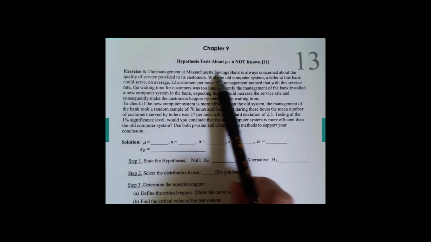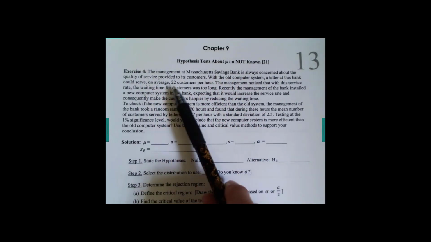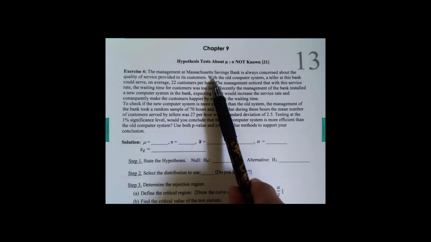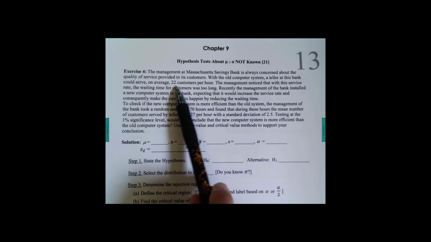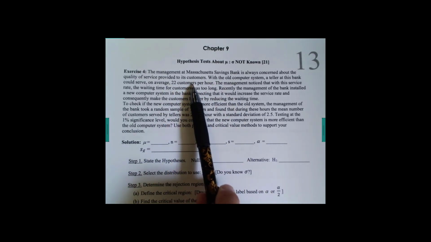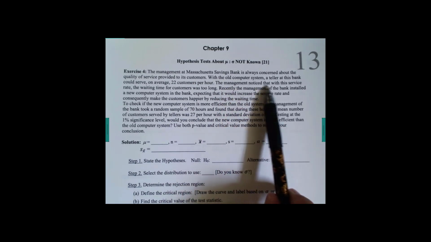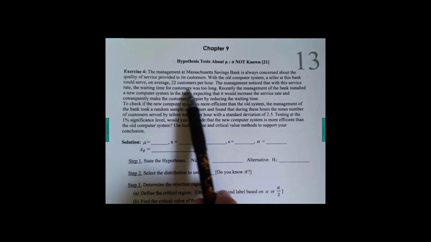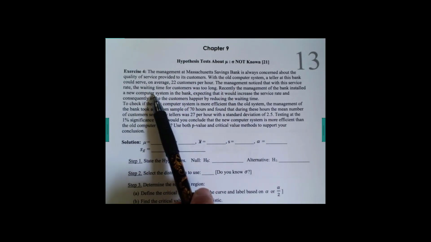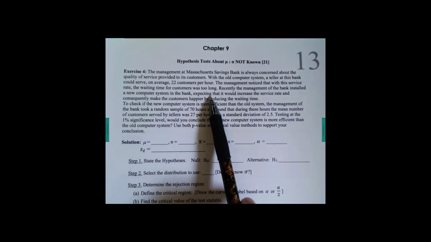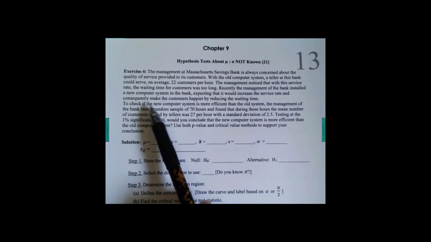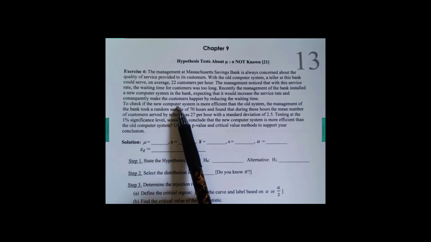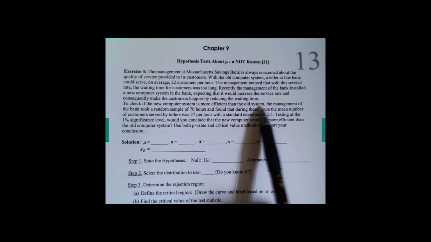This problem says the management at Massachusetts Savings Bank is always concerned about the quality of service it gives its customers. Now, with the old computer system, a teller at the bank could serve 22 customers per hour. Now, I'm thinking since that's the old computer system, that's probably what our mean's going to be, but let's keep going. The management noticed that with this service rate the waiting time was too long, so they installed a new computer system, expecting it would increase the service rate and make customers happier. It would reduce the waiting time. They want to check and see if the new computer system is more efficient than the old one.